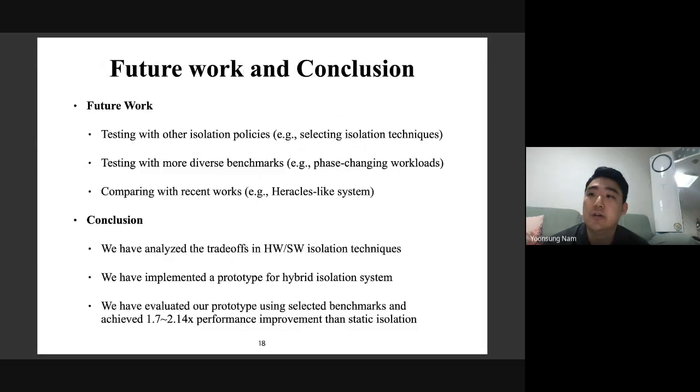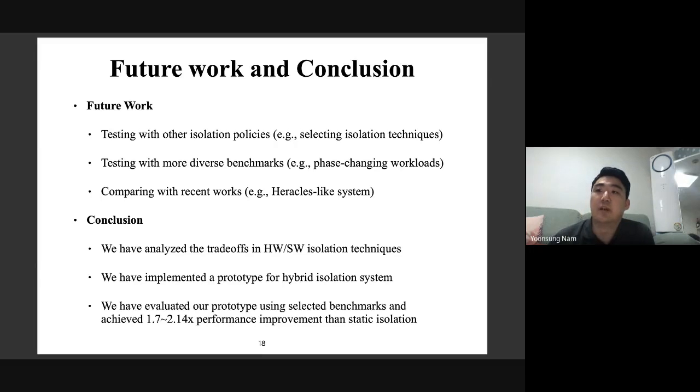As future work, we will test our scheduler using other isolation policies, and we will conduct more experiments with more diverse benchmarks, such as phase-changing workloads, and we will compare our work with recent works, such as a Hercules-like system, which uses both hardware isolation and software isolation techniques.